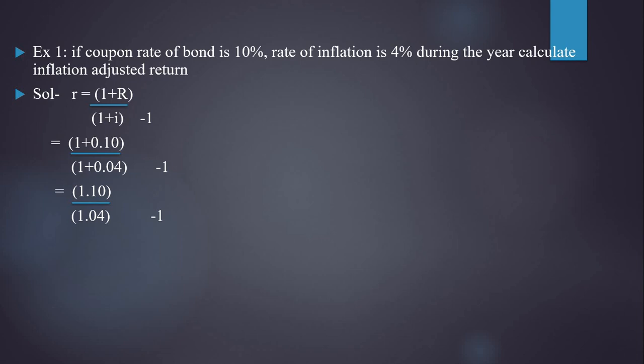Next, 1.10 divided by 1.04 is 1.0577. So this is the answer we got by dividing those values, minus 1 as it is. Now 1.0577 minus 1 gives 0.0577. This is in decimal, but we want it in percentage, so r is equal to 5.77%.